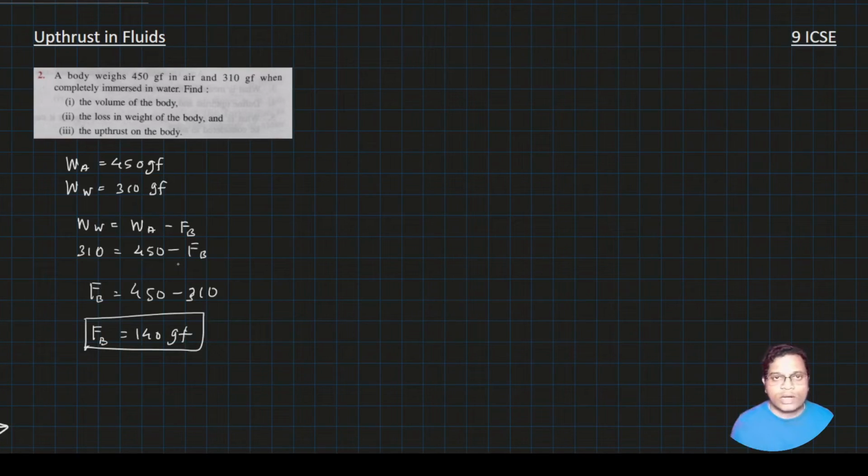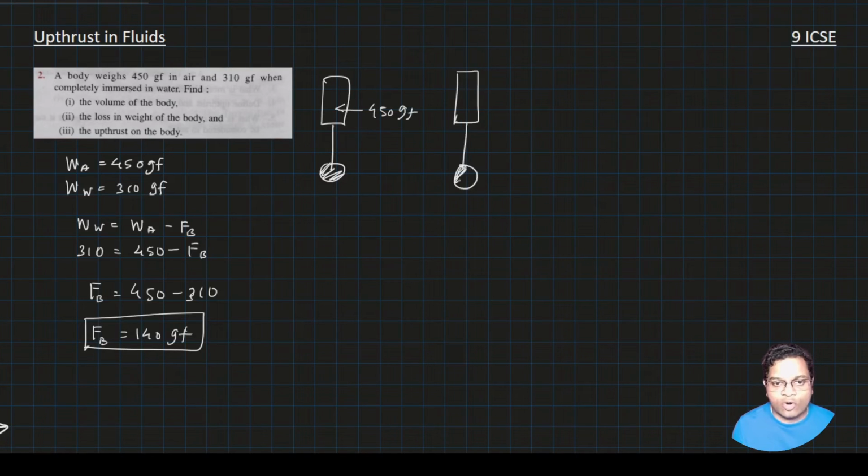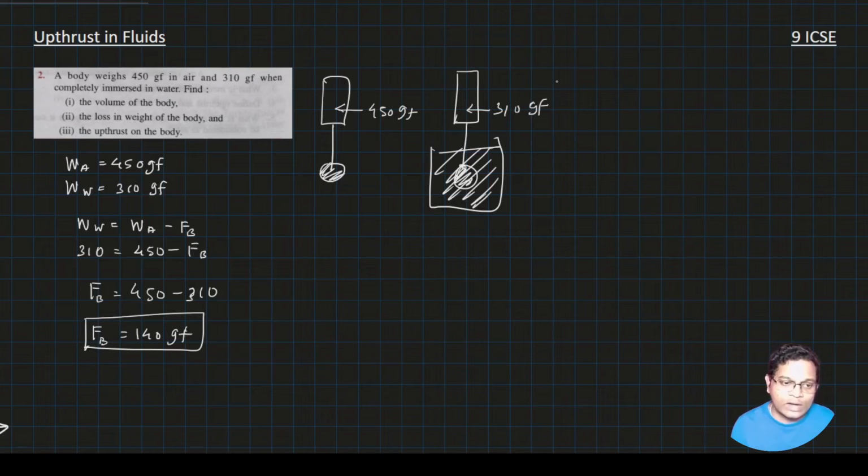Now upthrust is also the loss in weight of the body, because if this body was suspended in air, it reads 450 gram force. And when the body is suspended in water, it reads 310 gram force. That means how much has the body lost its weight? It has lost 140 gram force.